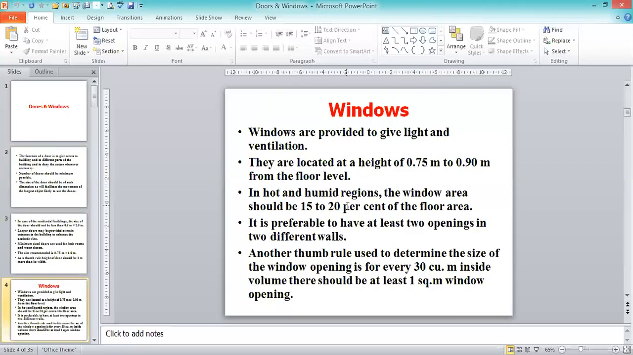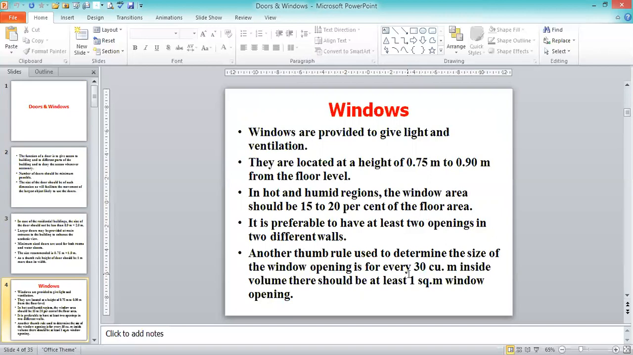In hot and humid regions, the window area should be 15 to 20% of the floor area. That is how much area has to be utilized for the window. In humid or hot climate areas, it is preferable to have at least two openings in two different walls.